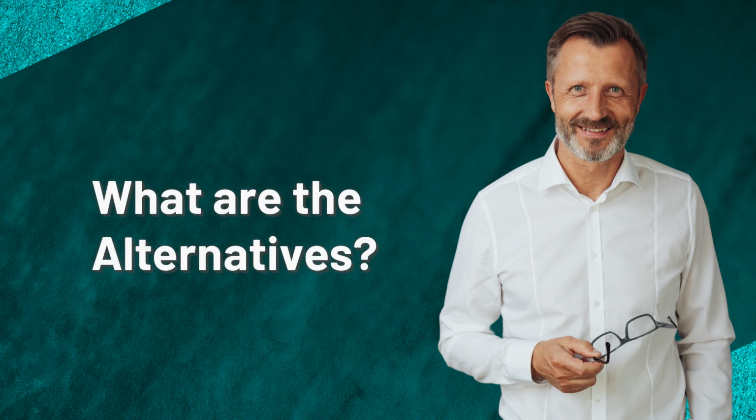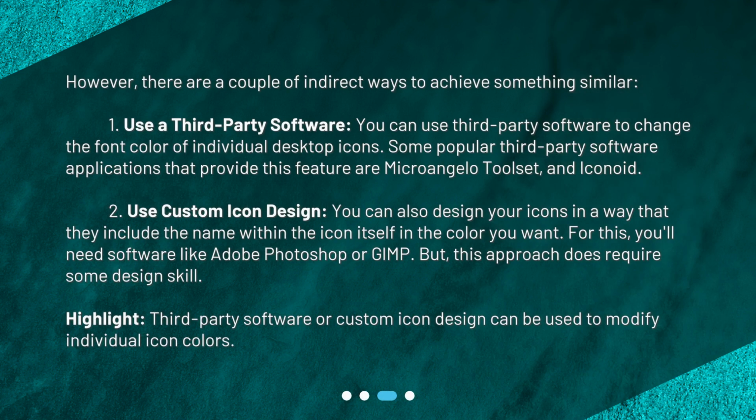What are the alternatives? However, there are a couple of indirect ways to achieve something similar. 1. Use a third-party software. You can use third-party software to change the font color of individual desktop icons. Some popular third-party software applications that provide this feature are Microangelo Toolset and Iconoid.